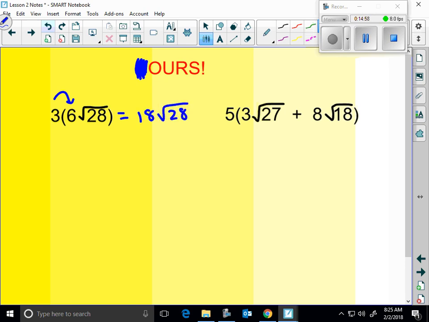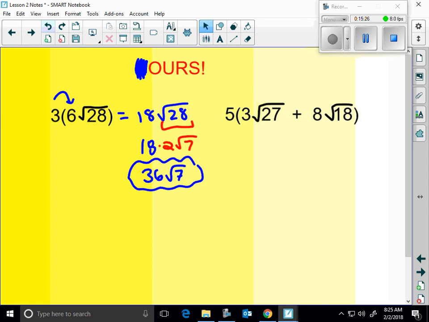Okay. Done or not done? That's too easy. We can't be done there, right? Root 28. Somebody simplify? Anybody? 4, 7, right? So that'd be 2 root 7. So that'd be 2 root 7 times 18. Cool. So I think we get 36 root 7. Perfect. Done, right? Root 7 is simplified fully.